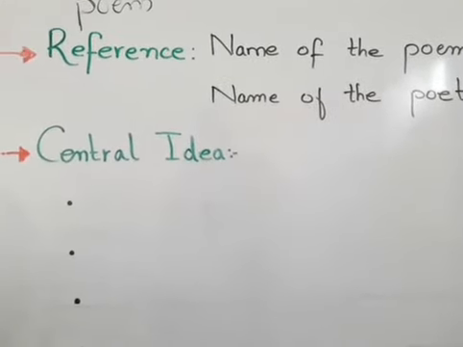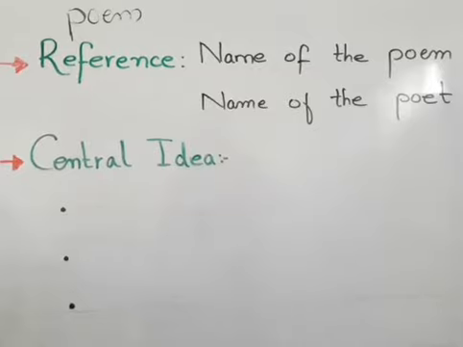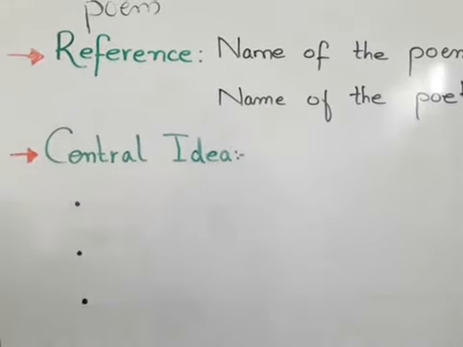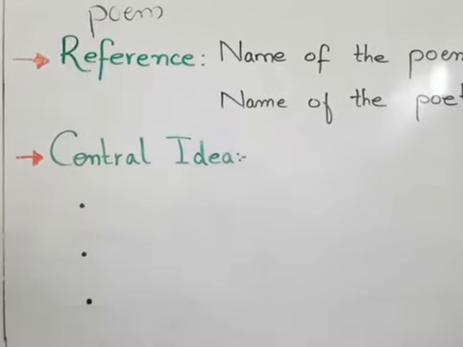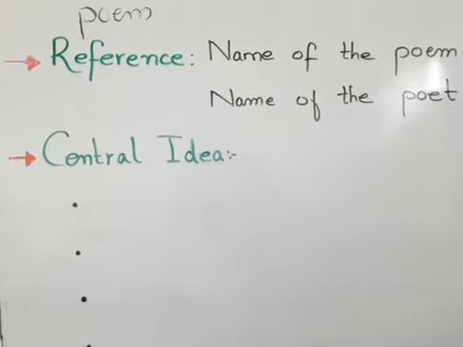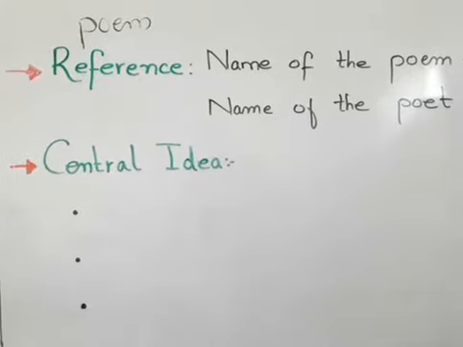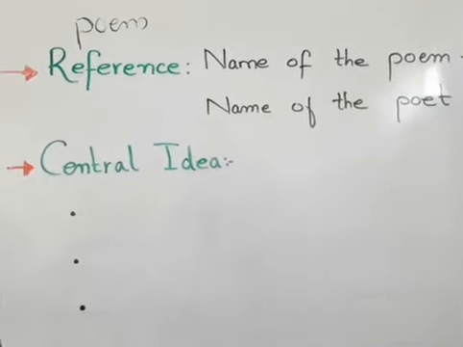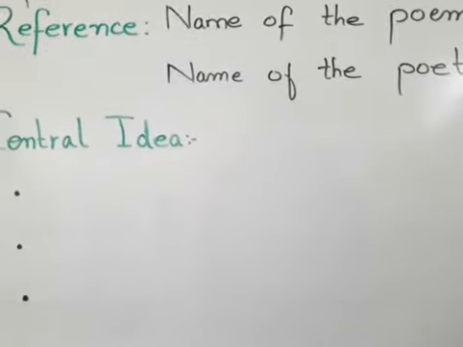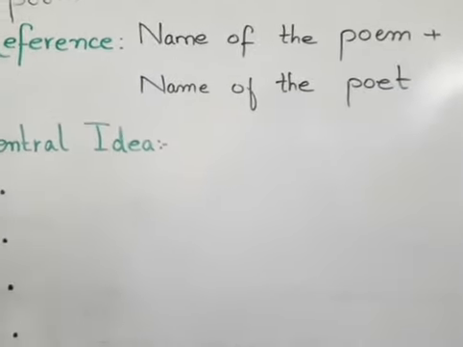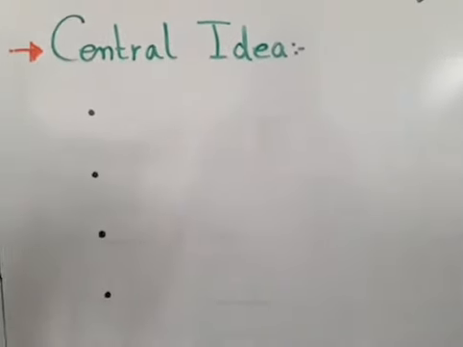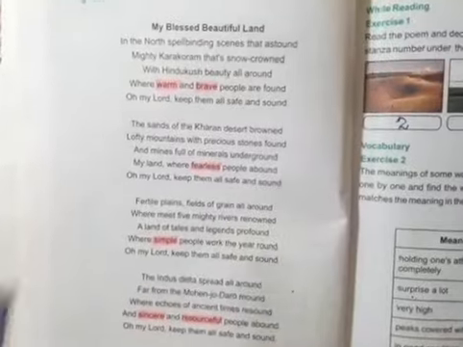Okay, in this poem the poet is discussing the natural beautiful places of Pakistan. Okay, this could be the reference of the poem, and I am repeating again the name of the poem, My Blessed Beautiful Land is written by anonymous, and in this poem the poet is telling about the beautiful places of Pakistan. Now come to the central idea. Central idea इसमें हम क्या-क्या points सीखेंगे, I am going to discuss. As you know that in this poem, in the first there are 4 stanzas.